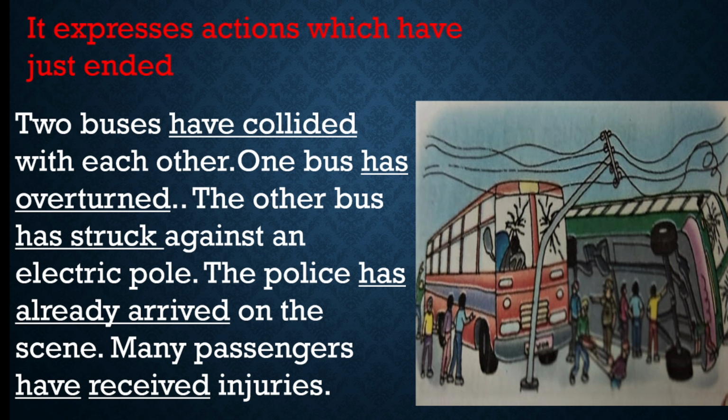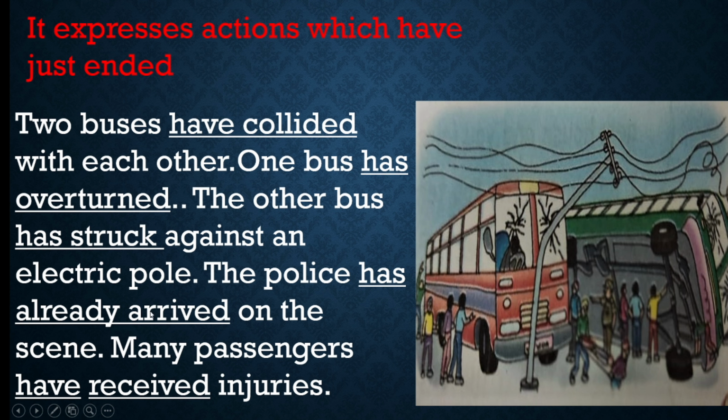Look here, it expresses an action which has just ended. Look at the picture. Two buses have collided with each other. One bus has overturned. See here, has overturned, because one is singular, so has. If it is plural, you'll write have. The other bus has stuck against an electric pole. See here, the electric pole, it is stuck against the electric pole.